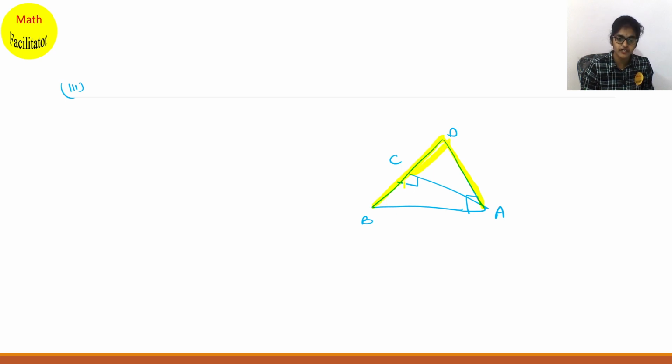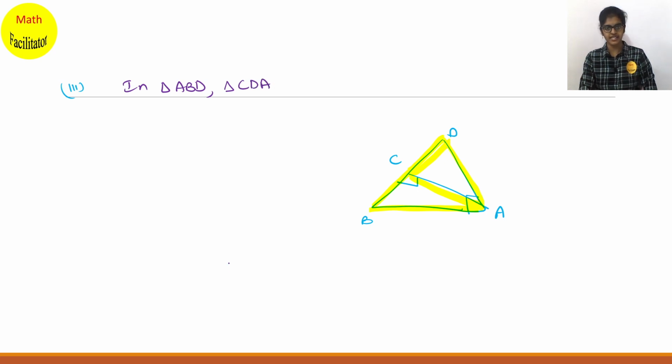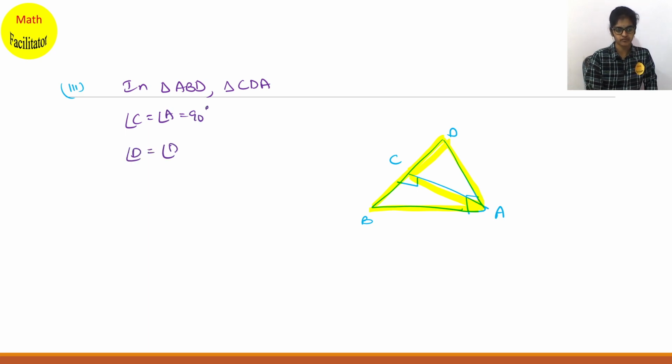Which two triangles will you take? For CD, you have to take this triangle. For the complete BD, you will take this triangle. So one big triangle and one small triangle. Getting the point? So in triangle ABD, the bigger triangle, and in triangle CDA, the smaller triangle, we are taking. We know that angle C is equal to angle A is equal to 90. Angle D is common. So triangle ABD is similar to triangle CDA. Both triangles are similar, so corresponding sides are proportional.